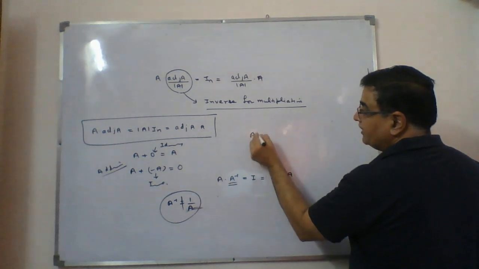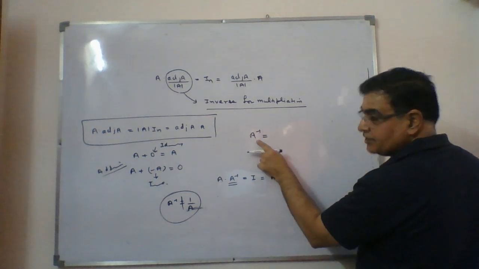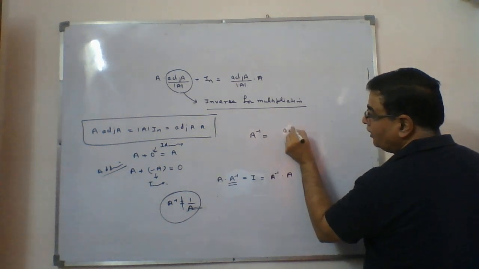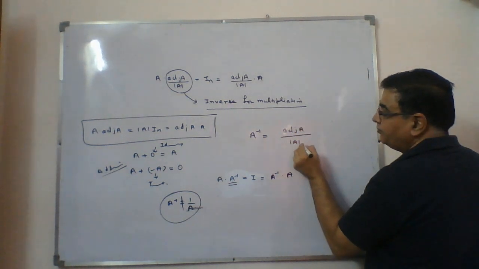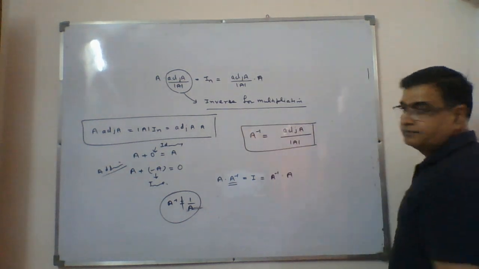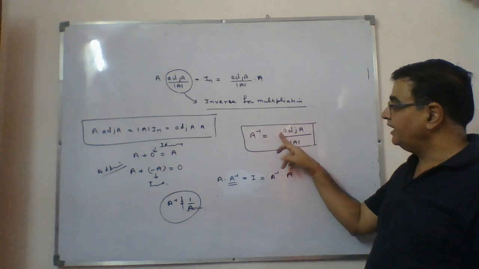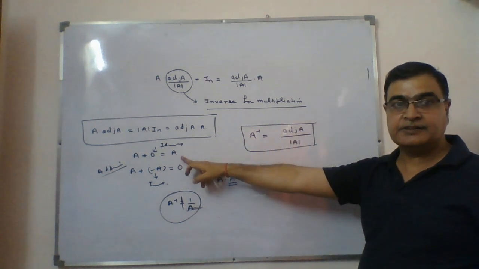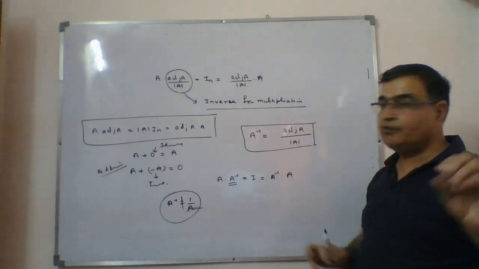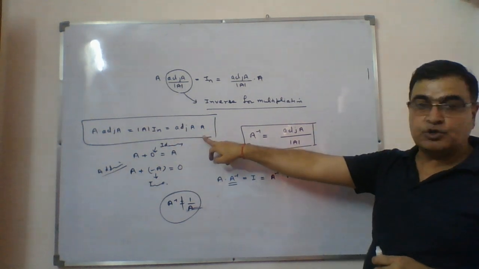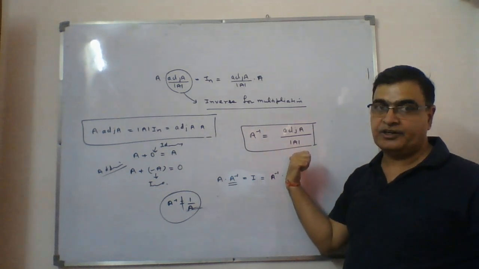So one thing is clear now: whenever we want the inverse of a matrix, which is a square matrix, we should go for the adjoint of A. I told you how to calculate that, divided by the determinant. So A inverse is nothing but adjoint A by determinant A. Adjoint A is the cofactor matrix transpose, and that will be divided by a number. What will that number be? Determinant of A. So you should remember this theorem, and you should remember the formula for calculating the inverse of a square matrix.